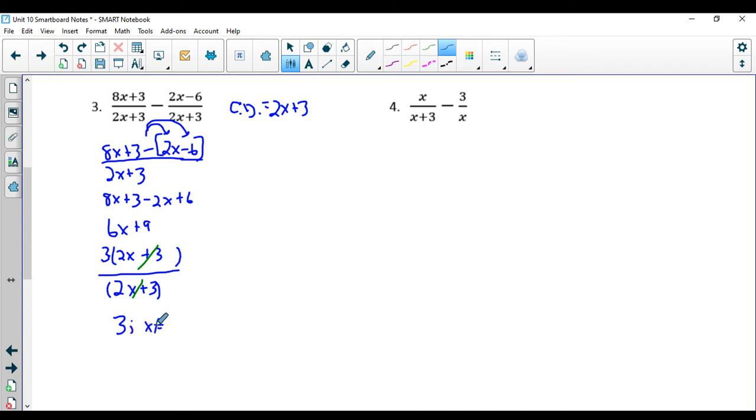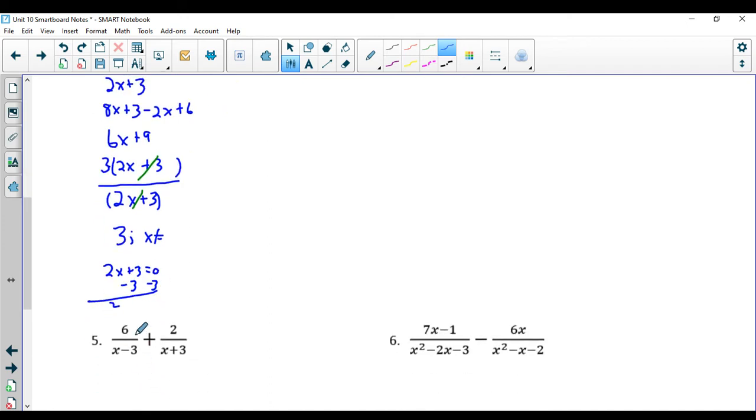We had to do our restriction. Whenever you have a coefficient in front of the x, the restrictions get a little tricky. So I have to subtract 3. And then divide by 2. So negative 3/2 is what x cannot equal.